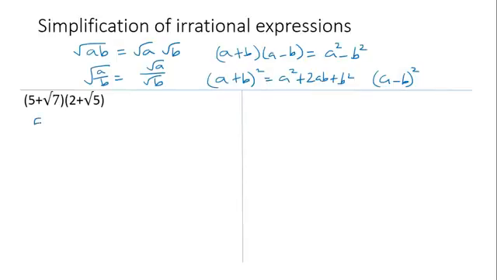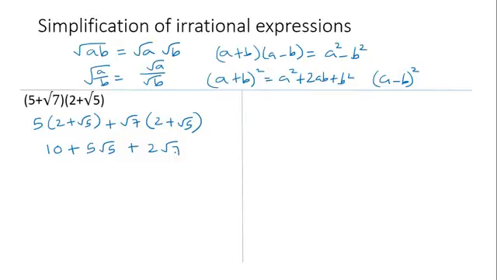Here you just need to write 5 into (2 plus root 5), just as you do it for rational expressions, plus root 7 into (2 plus root 5). This is just multiply: 5 into 2 is 10, and 5 into root 5 is 5 root 5, plus 2 root 7 plus root of 35, or root of 7 into 5. You use this formula. So you cannot simplify this any further. So this is your final answer.